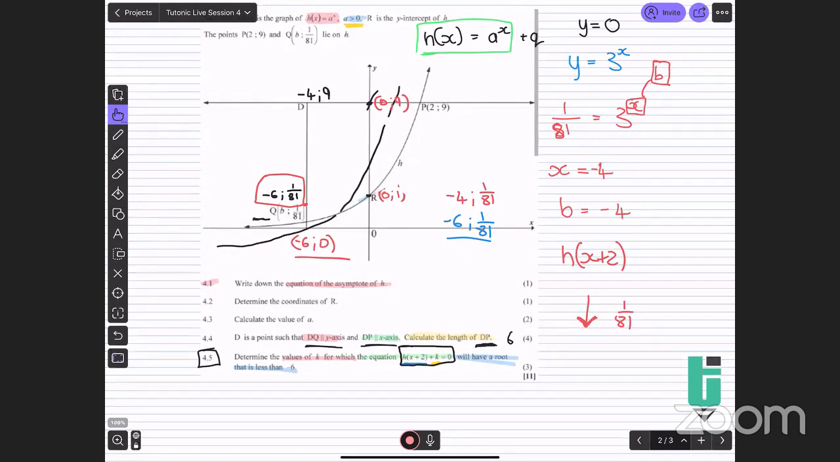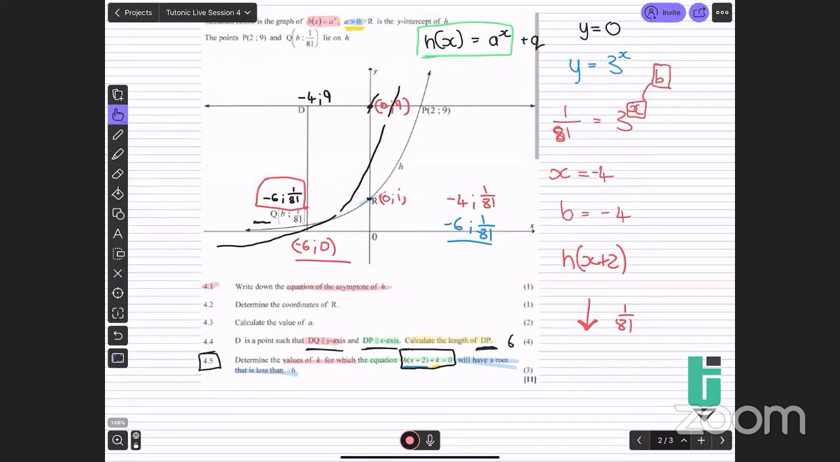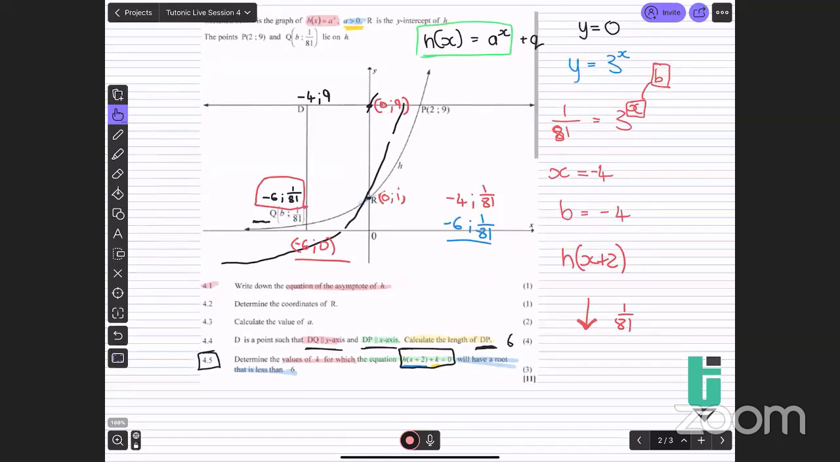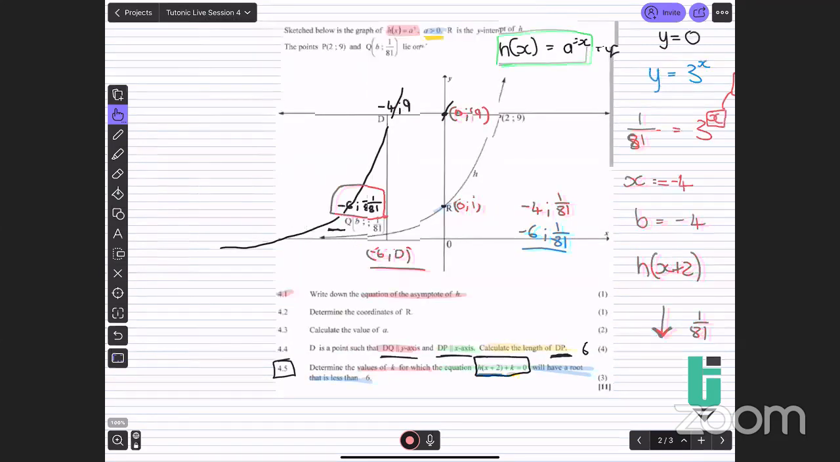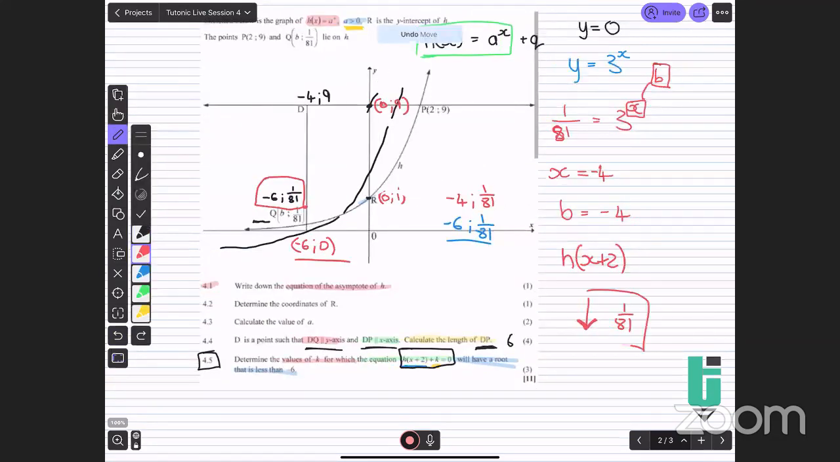Okay? Do you guys see that? If I move it below 1/81, it becomes closer to naught. My question's asking me, when will it be less than -6? So when I've moved it down by 1/81, that's when the root is -6. Do you guys see that? Yeah. When I move it down by 1/81, that's when the root is -6.